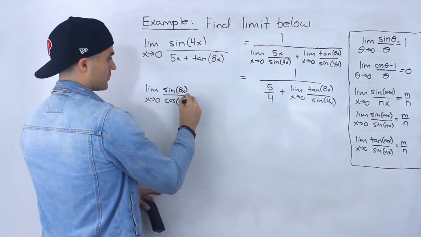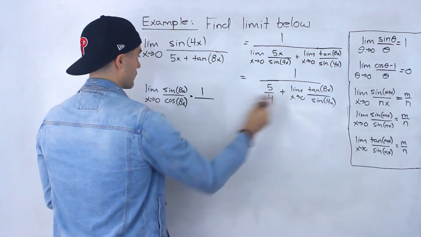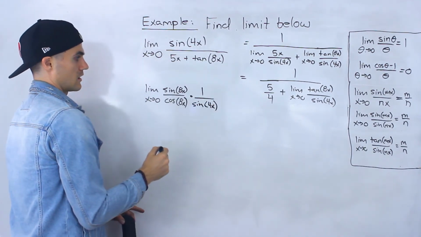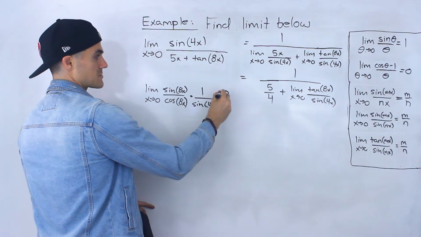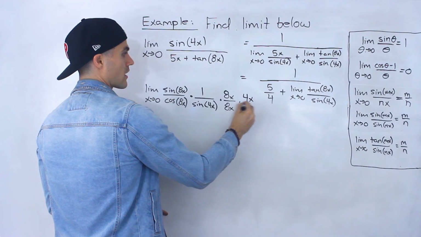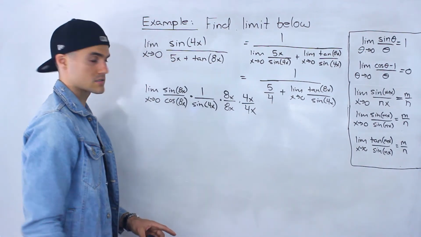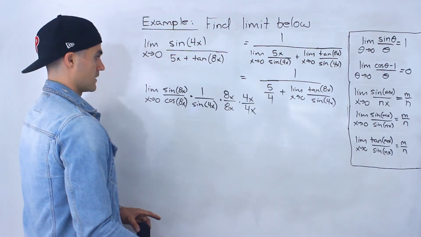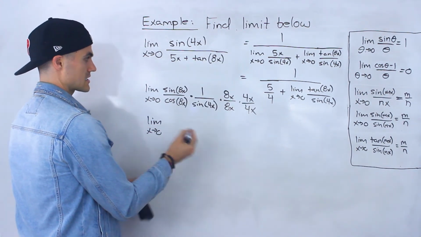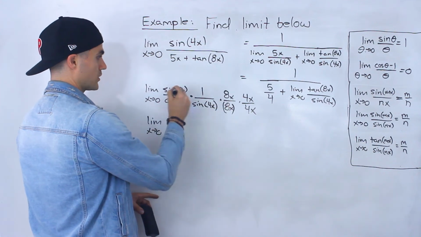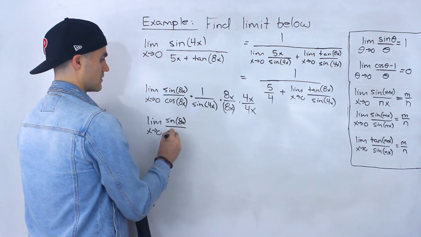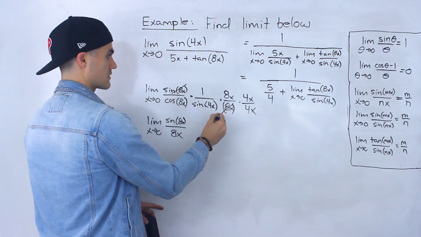We're still going to be multiplying by 1 over this sine 4x, so I'm just splitting everything up. And then what I'm going to do is multiply this by 8x over 8x, and then multiply it by 4x over 4x, like that. Okay, so now I'm just going to mix these up a bit. I'm going to take this 8x and put it under the sine 8x, like that. These are taken care of.